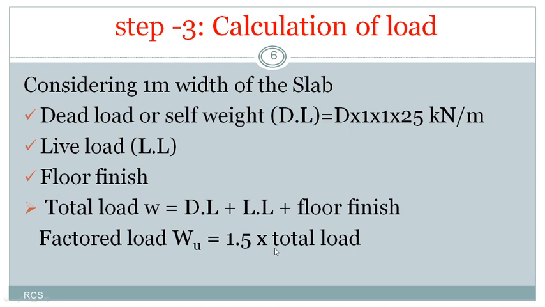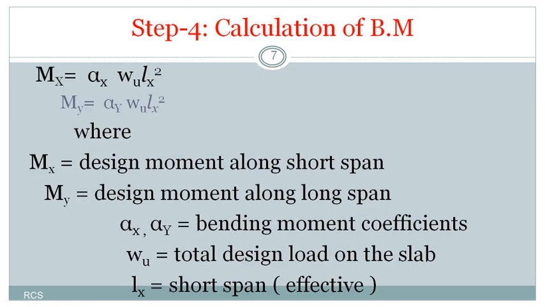After calculating the total load, we go for the calculation of bending moments. As we are designing a two-way slab, the bending moment will be calculated along the x direction and y direction, because in two-way slabs bending moment occurs in both directions, shorter and longer. That's why we need to calculate Mx and My. Here Mx is the design moment along the shorter span, My is the design moment along the longer span, and alpha x and alpha y are the bending moment coefficients. They depend upon the edge condition of the slab, and W is the total design load on the slab.